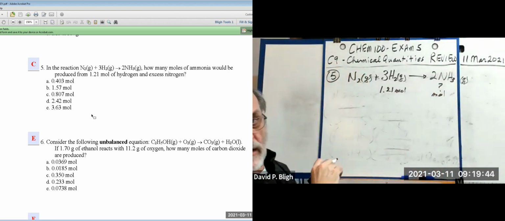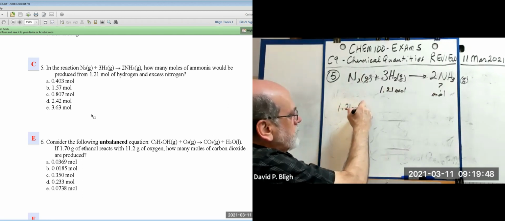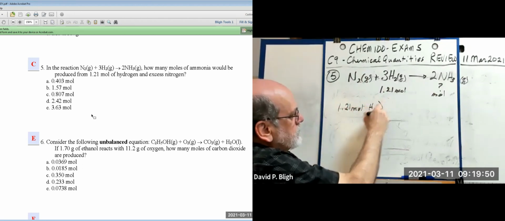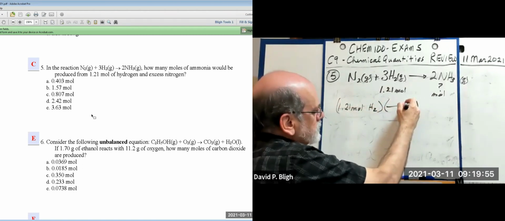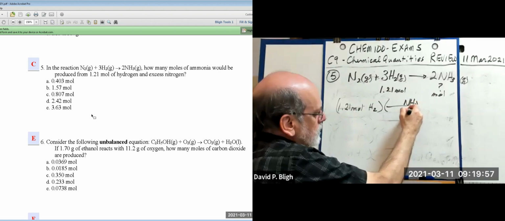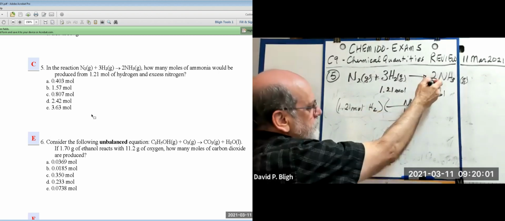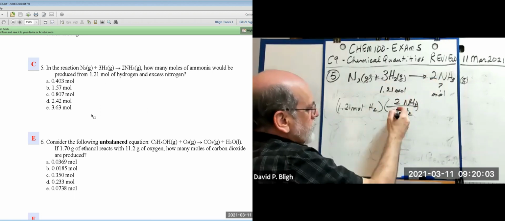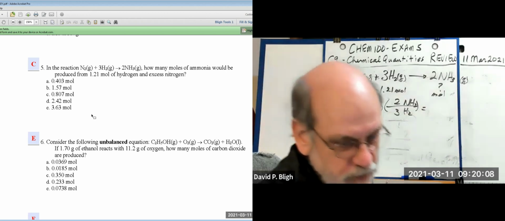then we just need to know the coefficients, right? 1.21 moles of hydrogen converted to ammonia, right? Hydrogen cancels. So we have 2 here and 3 here. So it's 2/3 of 1.21.